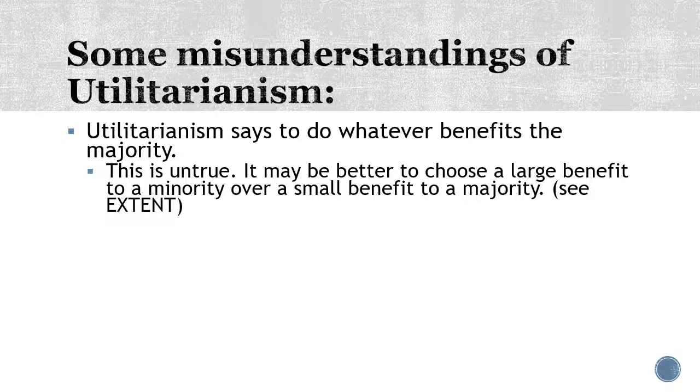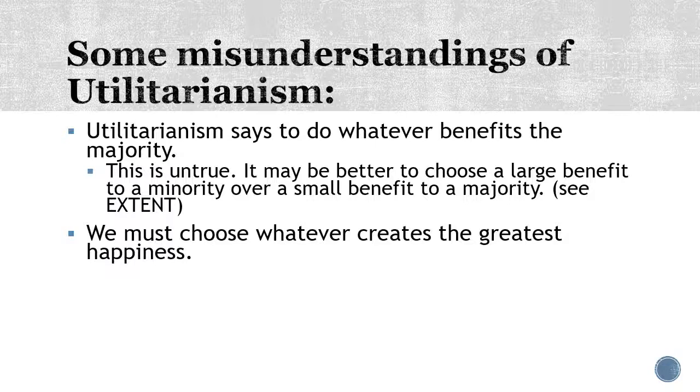What utilitarianism says to do instead is to choose the available option that has the best overall consequences. And so it might be better in some cases to choose something that has a very large benefit in terms of pleasure to a minority over some other option that confers a comparatively small benefit to a majority, right? Because the idea is that this huge benefit to the smaller number of people might have a greater total pleasure than this small benefit to a majority of people. Okay, and so this is where extent and some other things come in, right? So intensity, duration, etc.